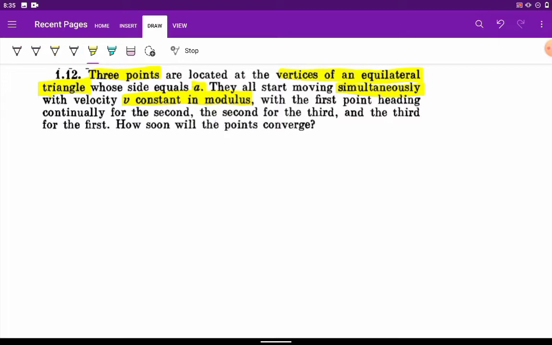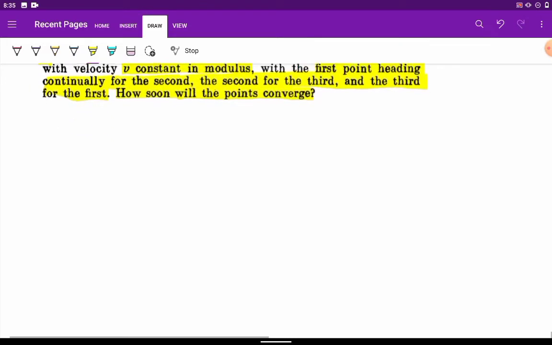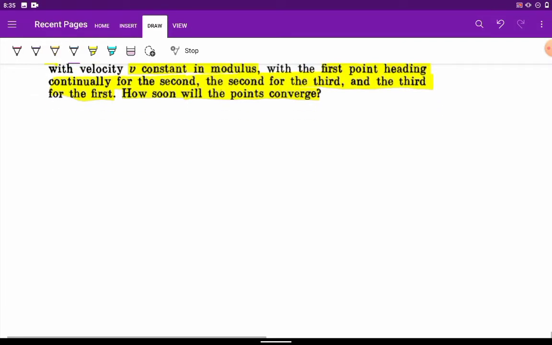That is, their velocity magnitude is constant, with the first point heading continuously for the second, second for the third, and the third for the first. So it's like the first is always moving in the direction of the second particle, second towards the third, third towards the first. So how soon do the points converge? It looks difficult, but it is actually a simple question.